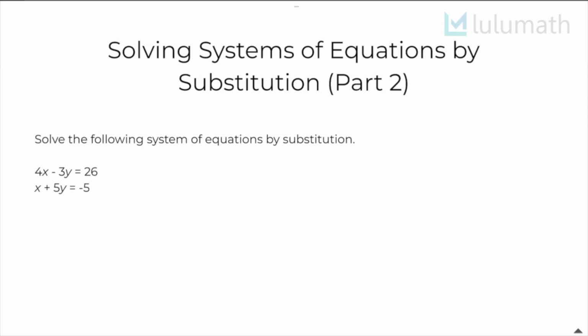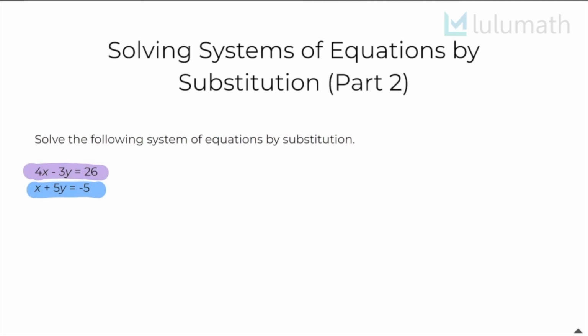Our first equation is 4x minus 3y equals 26. And in our second equation, we have x plus 5y equals negative 5. Now notice in our system of equations, we have two variables, which means we have to solve for x and for y. If you remember in the other video on substitution, all of the problems that were given to you had a variable isolated. You had a variable that was alone.